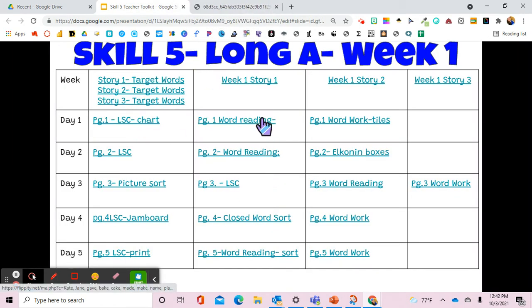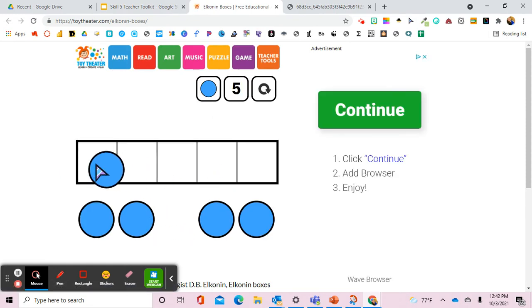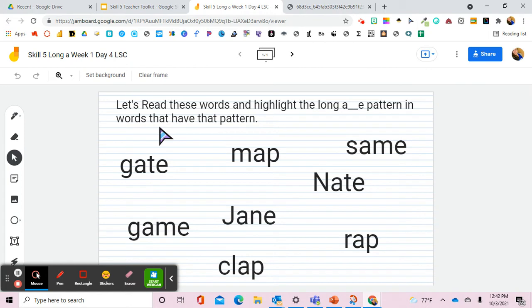And then there's flippities. If they're doing the sound boxes, it'll send you to that where they can use those. And then I did a Jamboard so that they could write on them. And they could do the highlighter. I think it tells them to highlight certain letters. And you could keep the Jamboard open for a group, if you had a group or small partners or something like that.